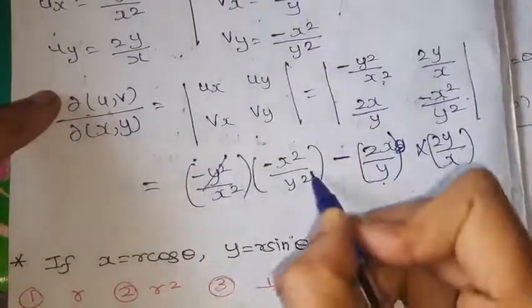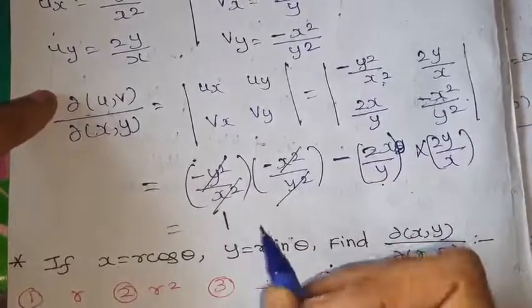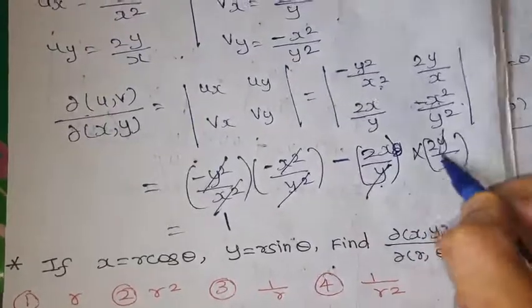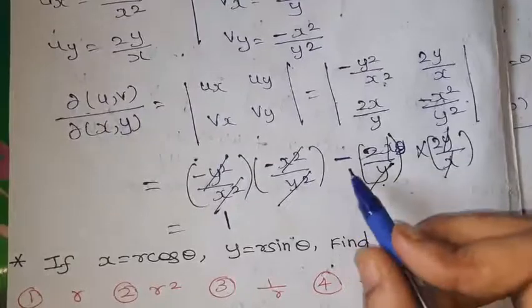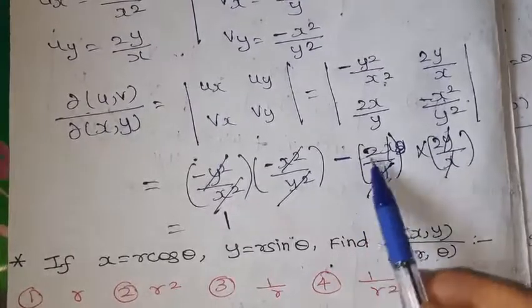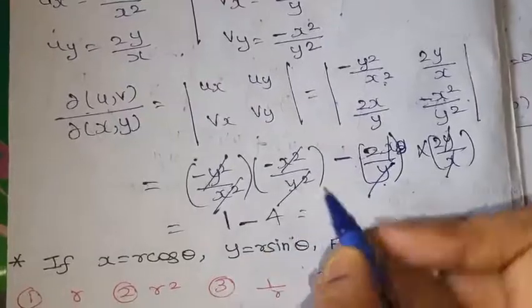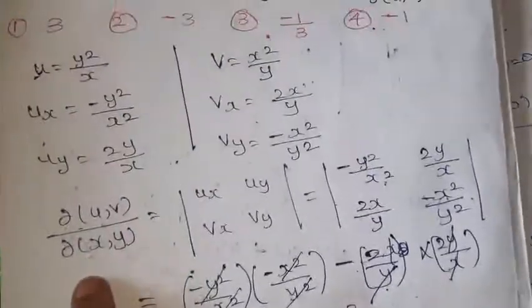This one, cross multiply. Okay, so minus and minus will get cancelled. See, y squared and x squared get cancelled. We will get 1 only. Then y and y get cancelled, x and x get cancelled. 2 into 2, only a constant we are going to get. 2 into 2 is 4. So 1 minus 4 is nothing but minus 3. So this is the value for this one.